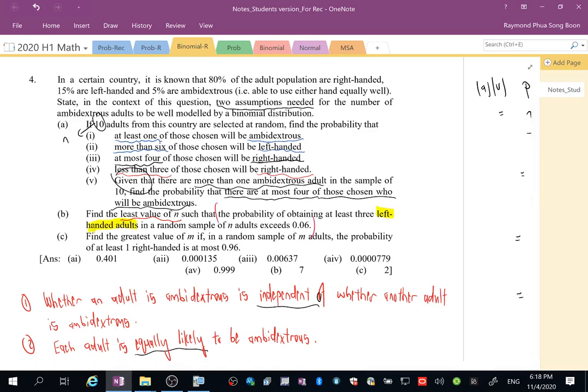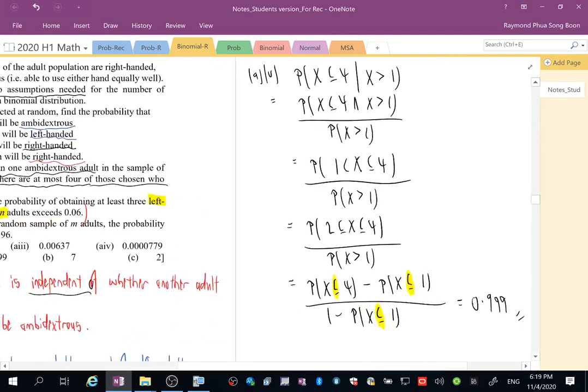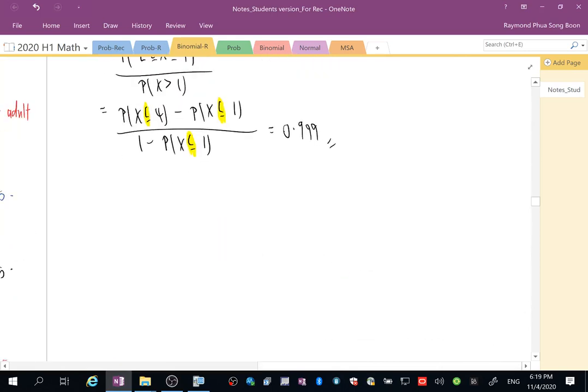But can we use back the same random variable as part 2? No, we cannot. Because in part A, part 2, the value of n is 10. But in this case, in part B, the value of n is unknown. Okay, so the number of trials which is represented by n is unknown. In fact, that's what we are asked to find in part B, the least value of n. So therefore, we cannot take it that the value of n in part B is the same as in part A, part 2, which is 10. So therefore, in part B, we need to define a new random variable.